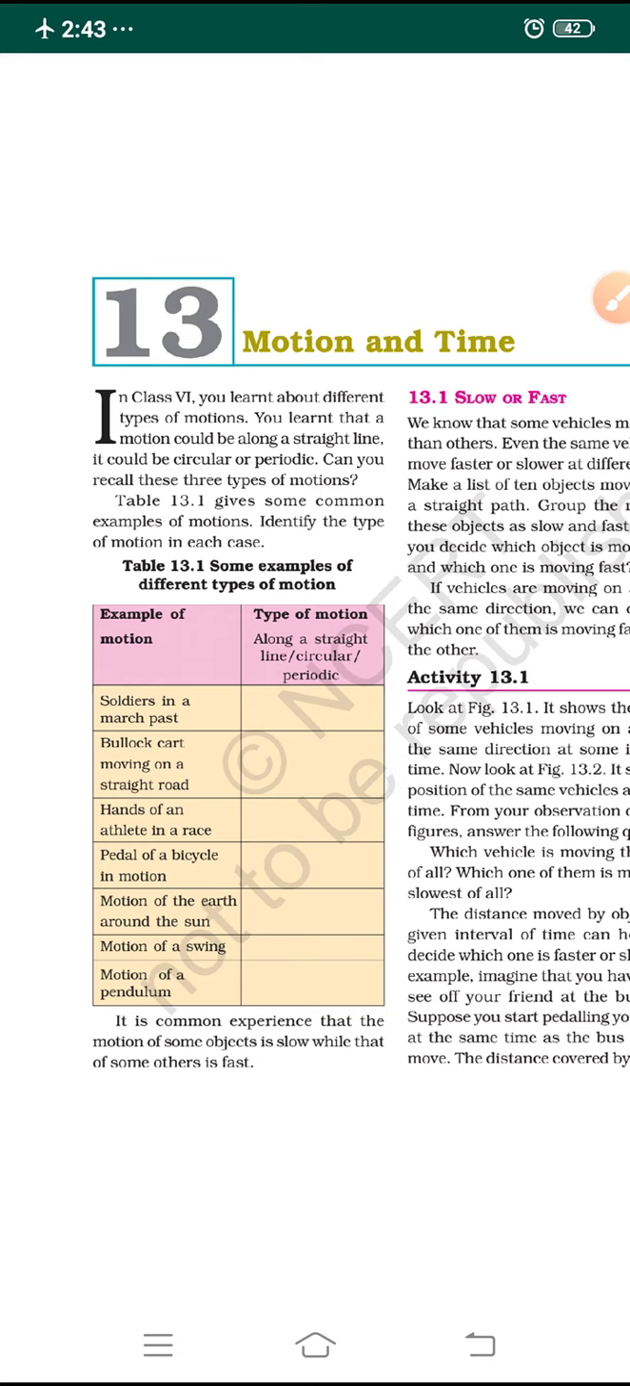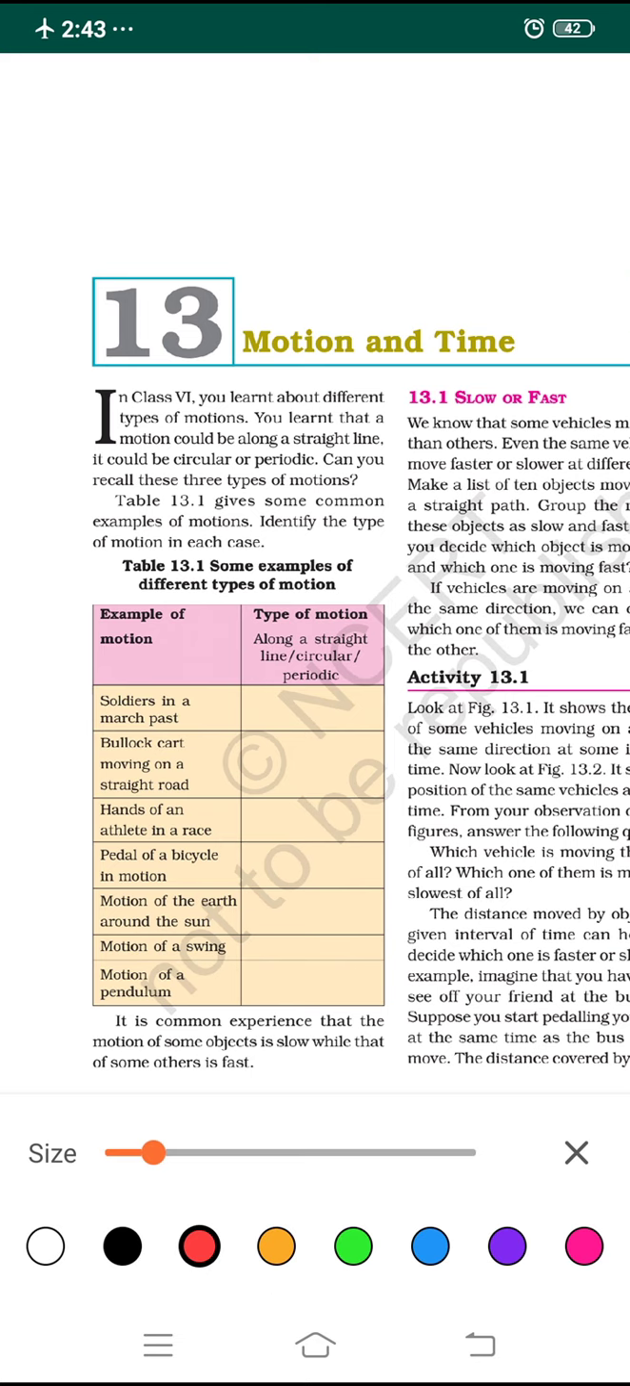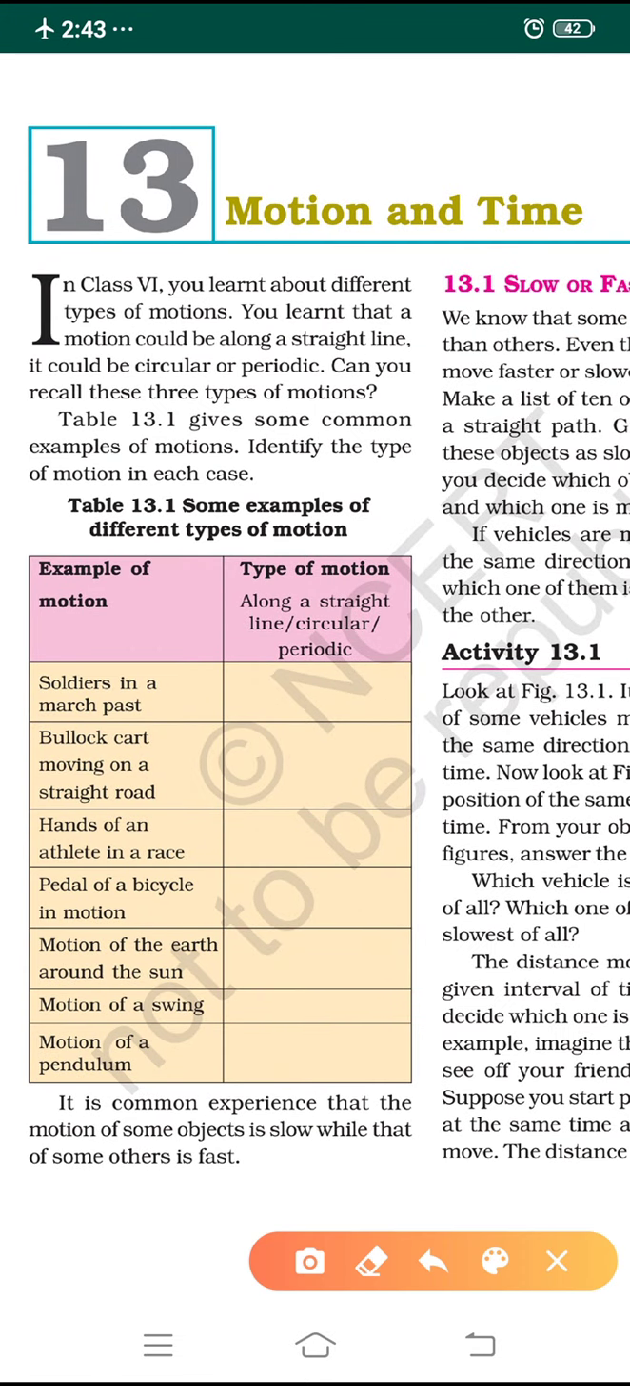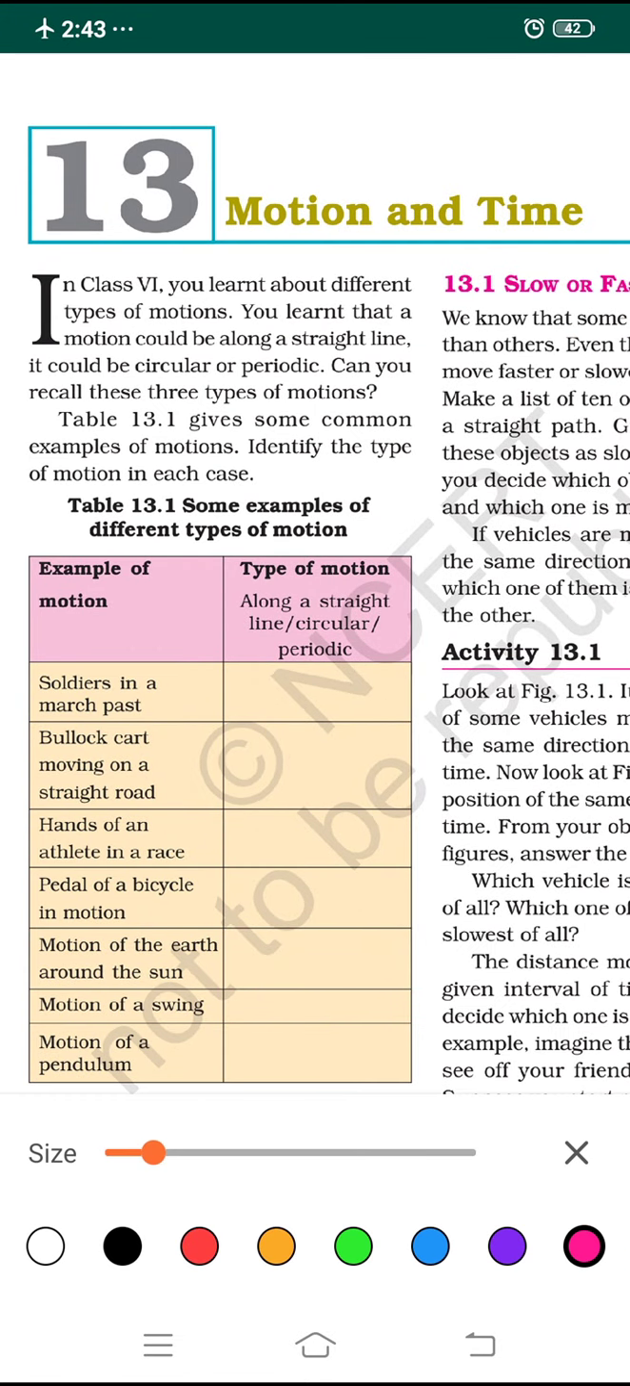The first one is soldiers in a march past. Which kind of motion is it? Straight line motion. Bullock cart moving on a straight road. This is also a kind of rectilinear or straight line motion. So I will write here: soldiers march past, a straight line motion. Bullock cart moving on a straight road, that is also straight line motion. Next, hands of an athlete in a race.